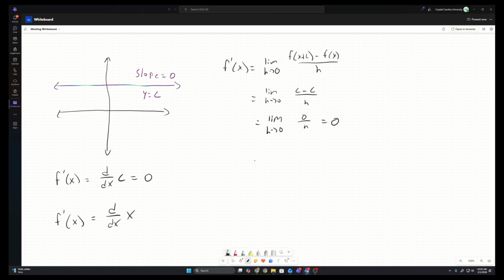The next one is what happens if I'm taking the derivative d over dx of x. So what if I didn't have a constant and it was just x? Well, we can do the same idea. Let's look at it as a picture.